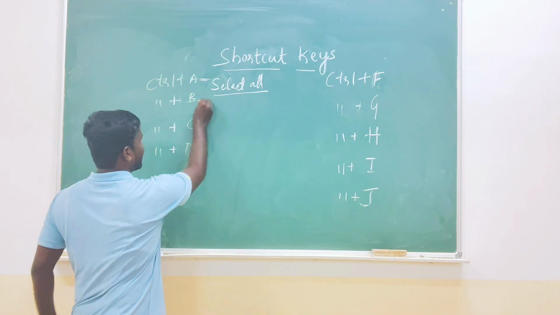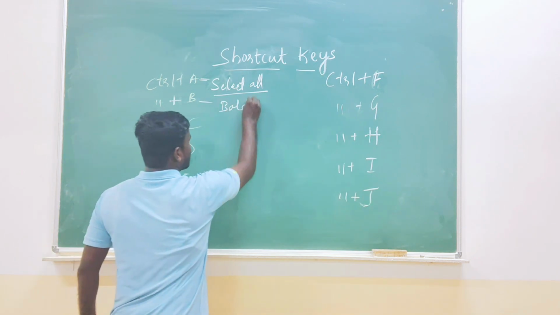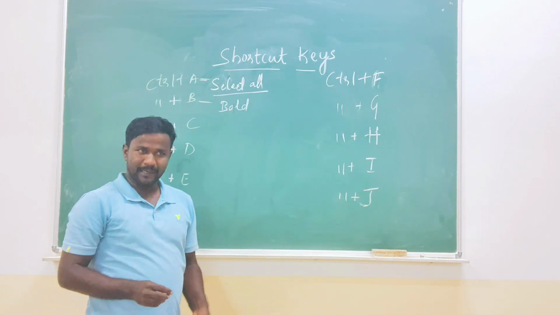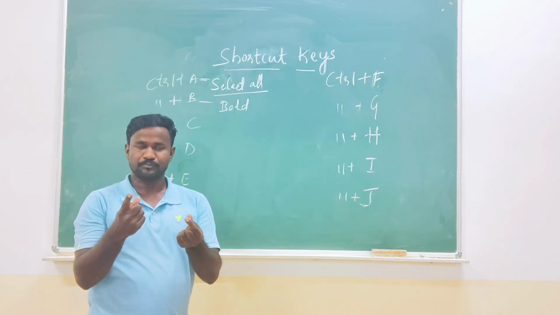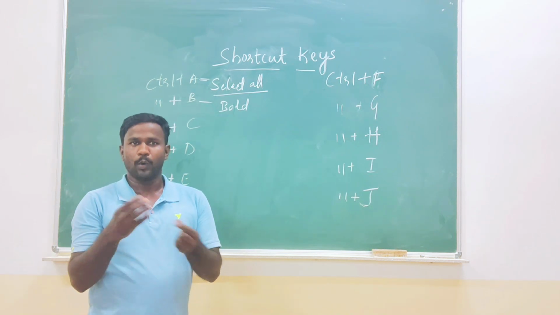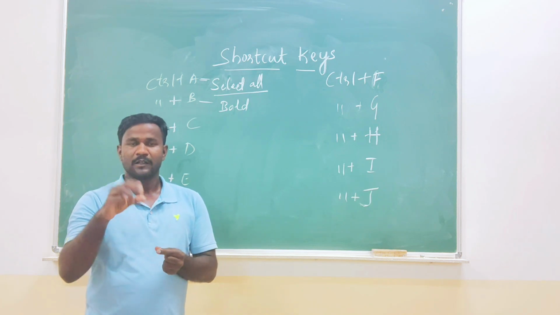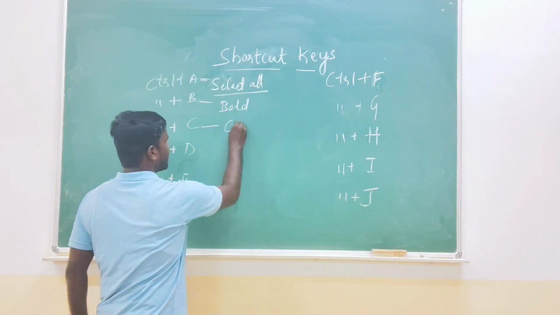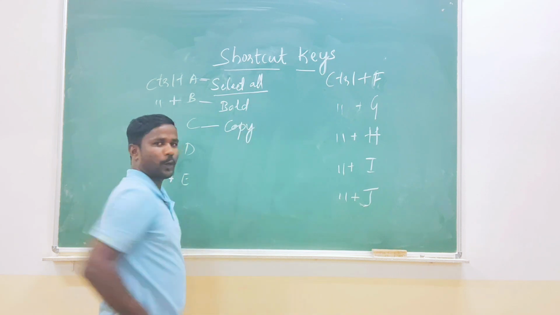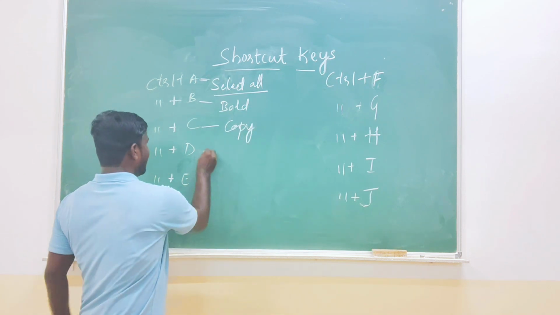And we have a second one called bold. Bold has the shortcut key Control B. Bold means we are making a word thick. That is the reason we are using bold. And then C means copy. Copy means making a duplicate.